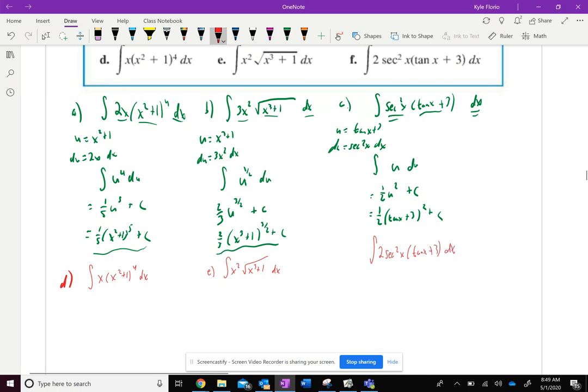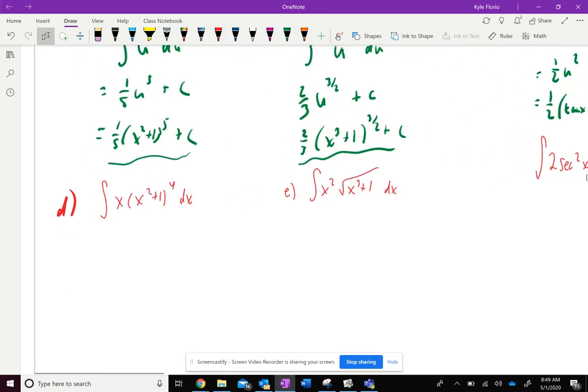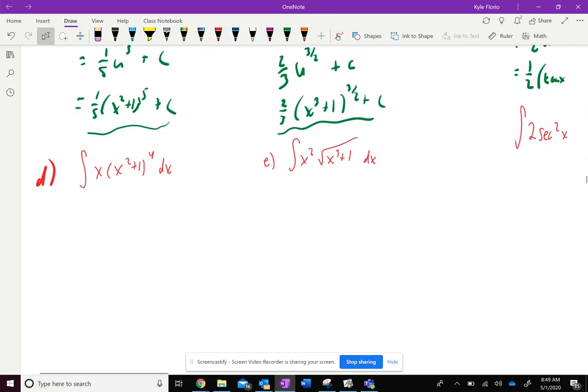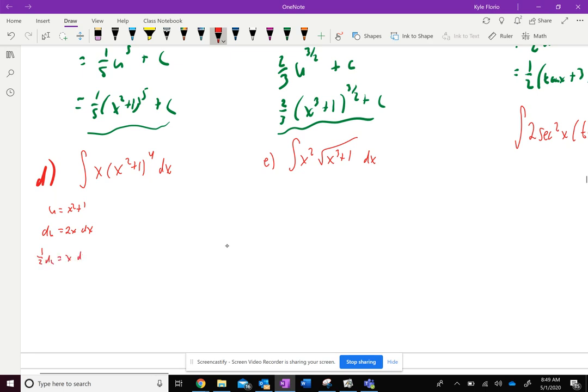These ones are going to be very similar. There's going to be one extra thing we're going to have to do. The derivative of x squared is 2x, not x, but we can get rid of that 2 no problem. So let me just call u x squared plus 1. The derivative of u would be 2x dx. So 1/2 du would just be the x dx.